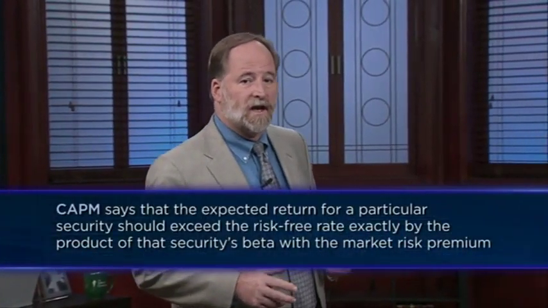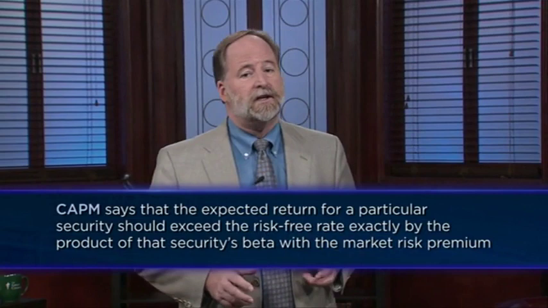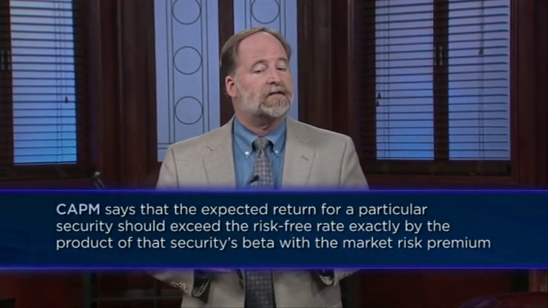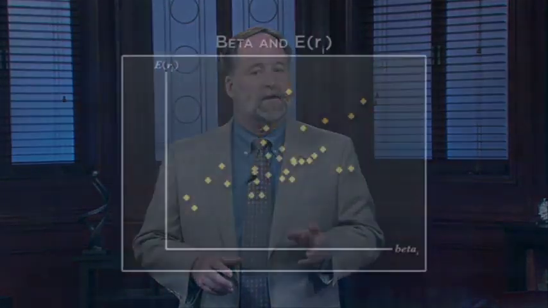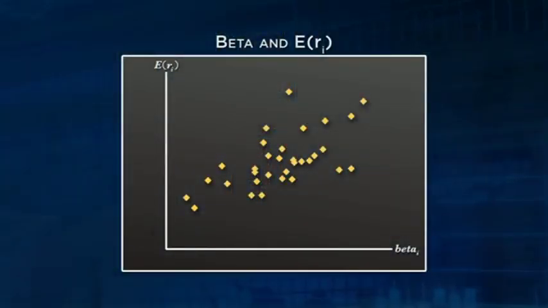The fact that it's a single factor model actually simplifies things quite a bit and allows us to imagine this process a little bit more easily. Recall that CAPM says that the expected return for a particular security should exceed the risk-free rate exactly by the product of that security's beta with the market risk premium. Further, CAPM says that this should hold for all securities. So let's consider if you formed a scatter plot of the average return on the vertical axis against the beta on the horizontal axis.